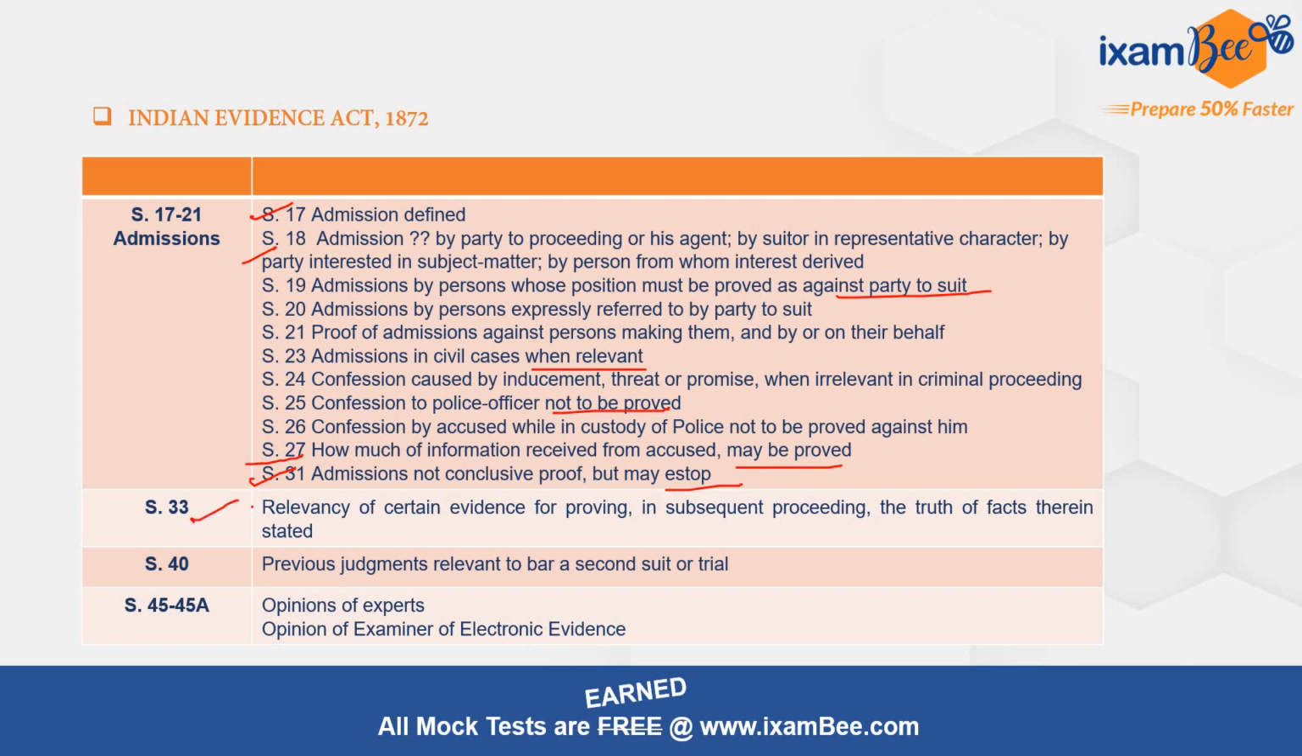Section 33 is then important because it lays down the provision on relevancy of certain evidence for proving, in a subsequent proceeding, the truth of facts. Section 40 is related to previous judgments relevant to bar a second suit or trial.